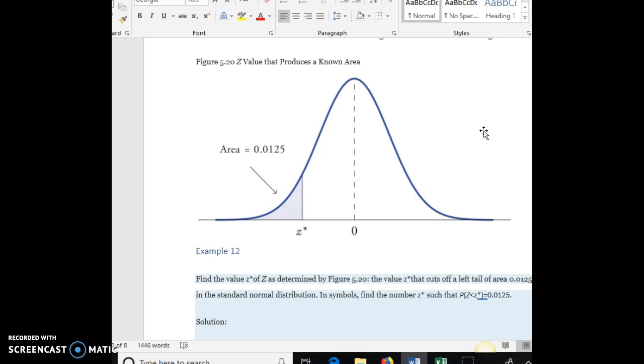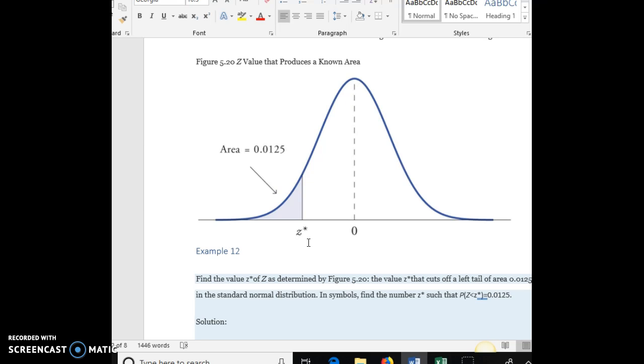Now, this is sort of the opposite of what we've been doing in our prior examples. In our prior examples, we were given a z value, and we wanted to find the area or the probability that falls to the left. Or sometimes we had to find the probability to the right and subtract from 1, or the probability in between two z values by subtracting those two probabilities. But now we're looking at the opposite. We're given the probability or the area, and we've got to find the z value that generates that area.